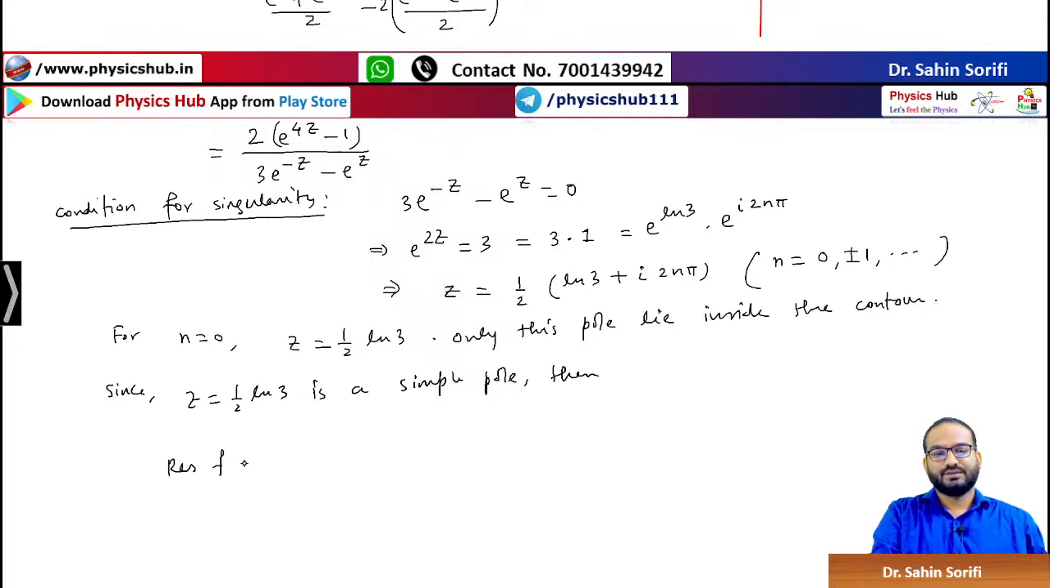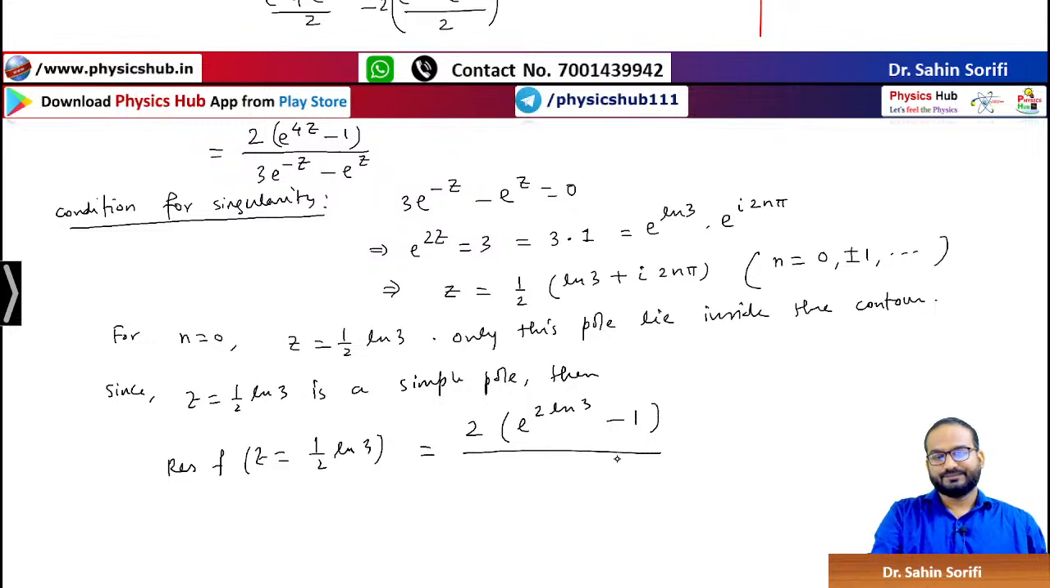So residue of f at z equals half ln 3. You can simply use the formula phi of z by psi prime of z. So 2 e to the power 4z, putting z equals half ln 3, so that will give you 2 ln 3 minus 1, divided by psi prime, so minus 3 e to the power minus z.